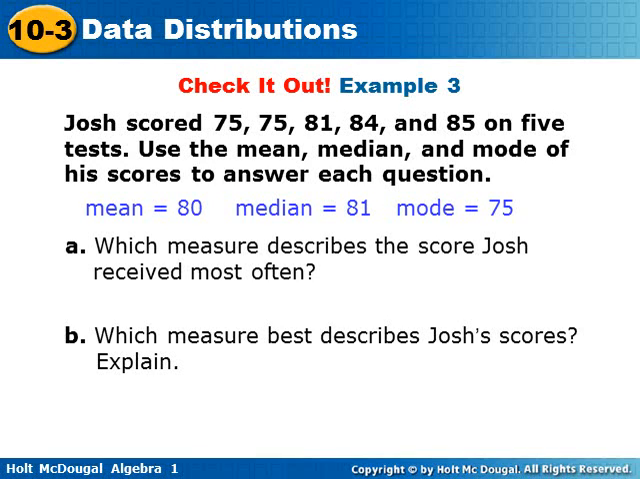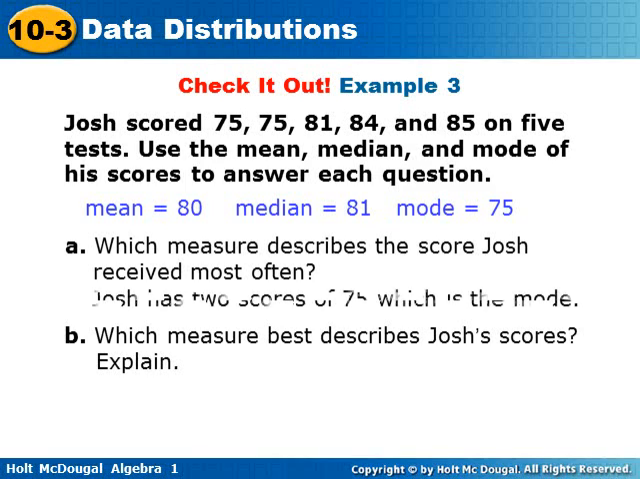The mean is 80, the median 81, and the mode 75. A. Which measure describes the score Josh received most often? Josh has 2 scores of 75, which is the mode.